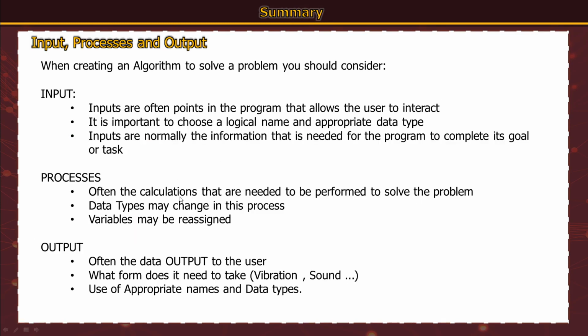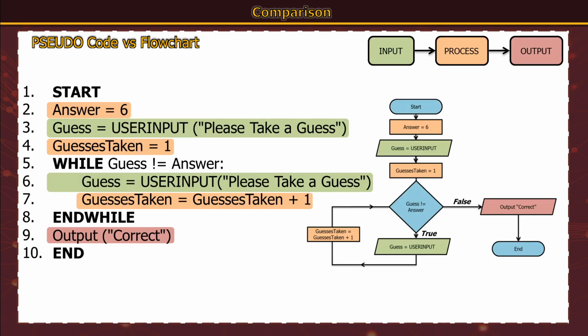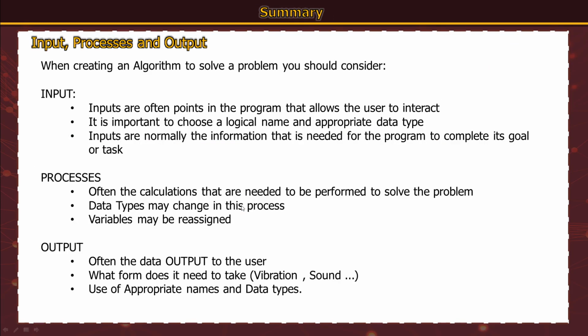Okay? Process. Processes, often the calculations that I need to perform or solve the problem. Okay? Data types may change in this process. So for example, if you're trying to compare an integer and a string together, that's not possible because the data types need to be the same. So you may need to convert one to the other data type so you can compare the two against each other. Okay? Variables may be reassigned. Okay? You just saw that. So if we come back here, look, we saw a variable that has been reassigned a new value.